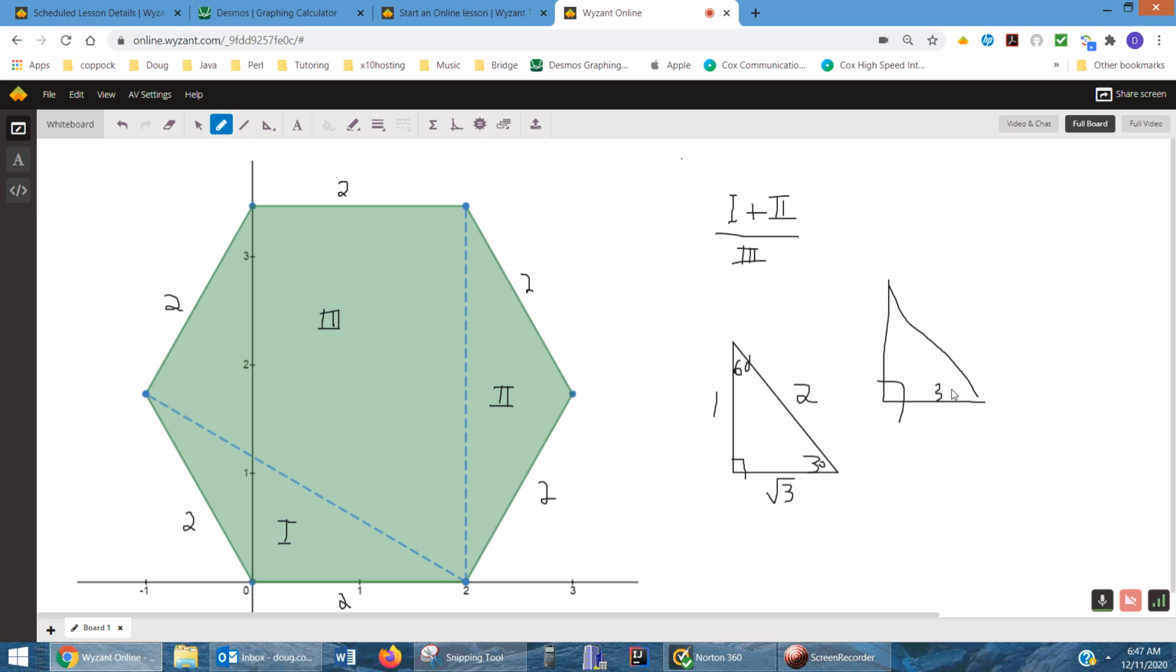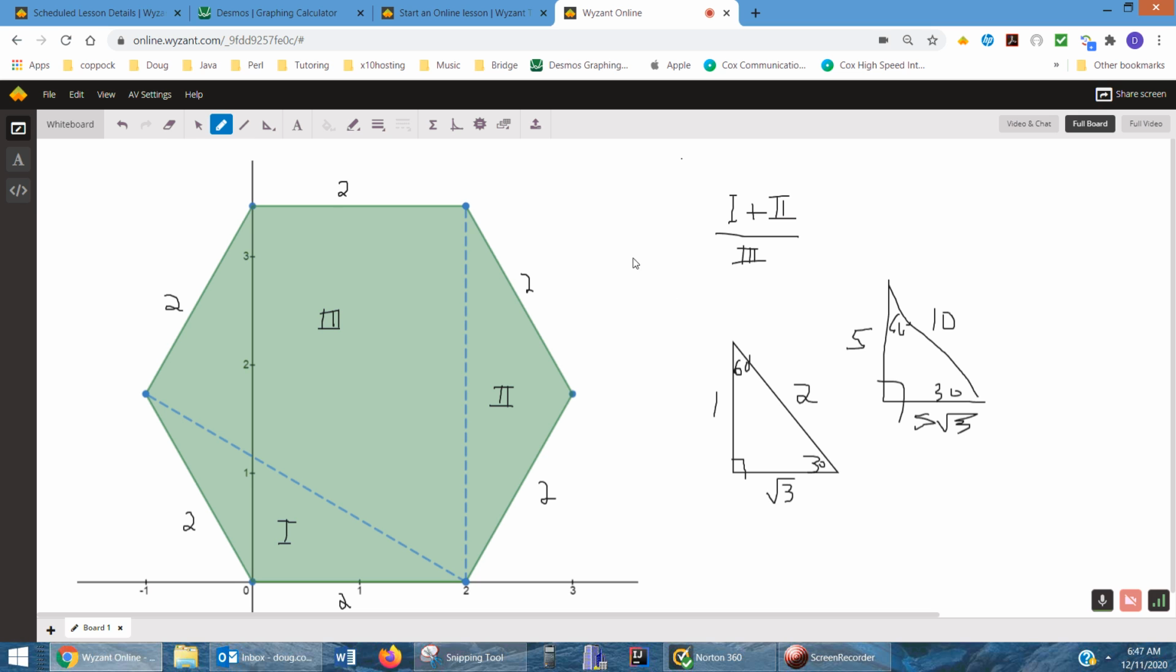30, 60, and I tell you this is 5, the short leg, the hypotenuse is twice that, and the long leg is radical 3 times the short leg. So on a 30-60 right triangle, if you know one of the legs, you can find the other 2 sides quite easily using these ratios right here.